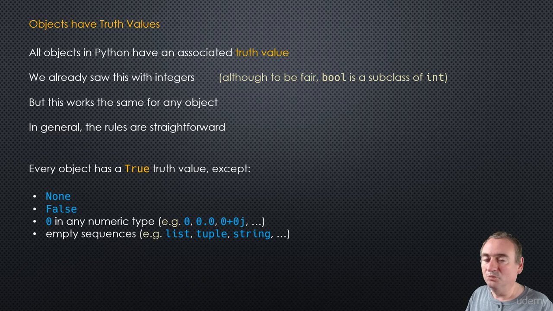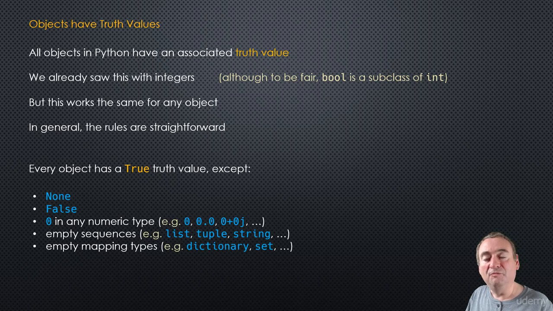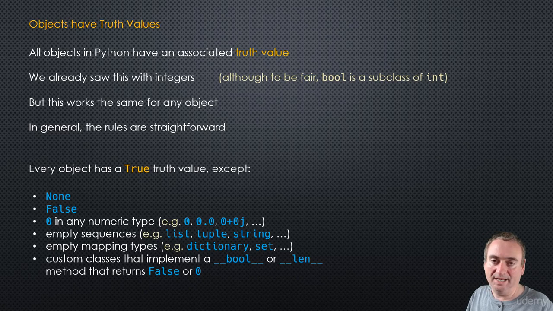Empty sequences, so things like lists or tuples or strings, if they are empty, if they have no elements, they will be falsy. Same thing with mapping types, things like dictionaries or sets or frozen sets. If they have no elements, then they will also evaluate to false. And then custom classes. When we write our own custom classes, we can also provide a way to determine the truthiness of that object. And that's done by implementing either the dunder bool method or the dunder len method. We'll take a look at that in a minute. And if those return false or 0, then the object will be falsy. And so these are the only times when an object will evaluate to false, will have an associated truth value of false. Otherwise, it's going to be true.